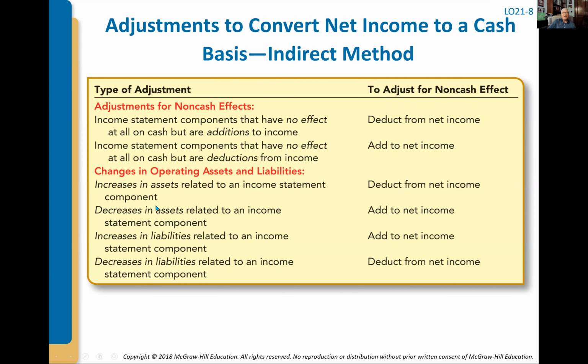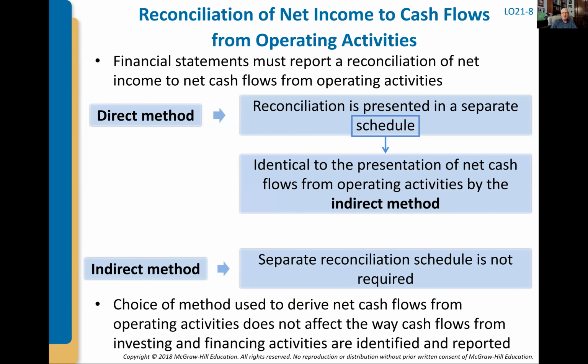That makes sense. And again, as I've been saying, increases in assets deduct from net income. Decreases in assets add to net income. Increases in liability, and again, we saw this in those examples, add to net income. Decreases in liability means we had to pay off some of those, deduct from net income. All makes common sense. And I have another slide summary sheet that may help on this.